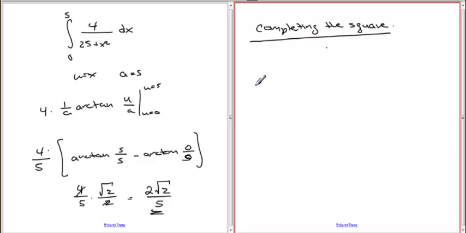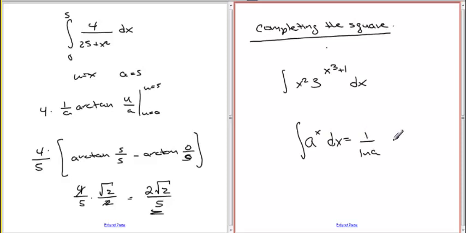Also, make sure you know how to do the integral of something like x squared times 3 to the x cubed plus 1 dx. So this is a to the x. The integral of a to the x dx is going to be 1 over the natural log of a times a to the x plus c. In this case, it would actually be u, because we would rewrite this as a to the u du is 1 over the natural log of a times a to the u plus c.